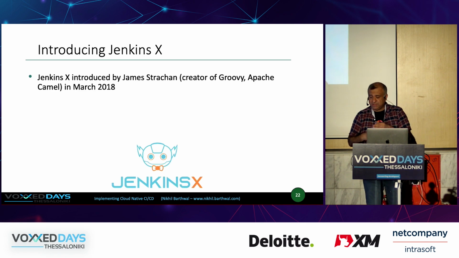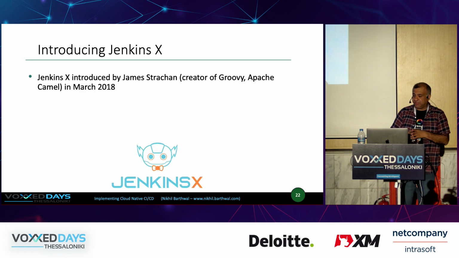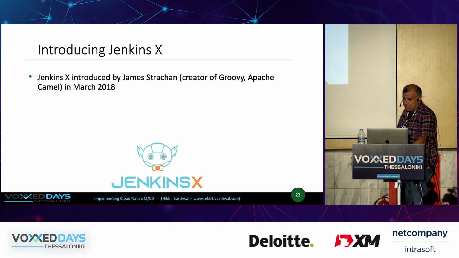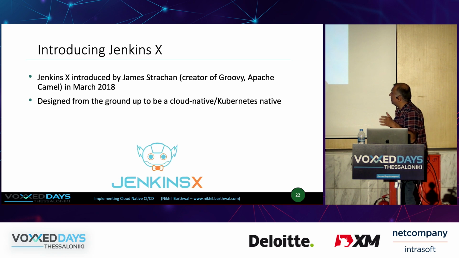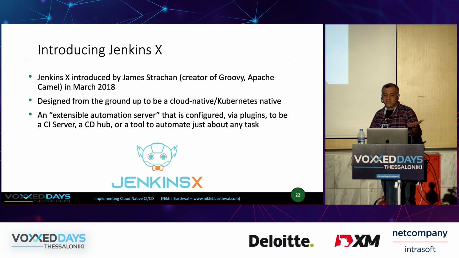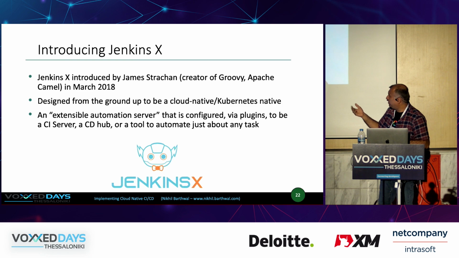And what Jenkins X essentially is, we saw the problems with Jenkins that it doesn't really support cloud native technologies. So Jenkins X in its essence was a redesign where we start from the ground up to be cloud native, Kubernetes native. So like I said, it shares the philosophy of Jenkins, and the philosophy of Jenkins is that we want an extensive automation server, right? And then you can extend it any way you want via plugins. And you can make it a CI server, CD server, just about a tool to automate anything. People are running Jenkins for running workflows for machine learning and all those things.